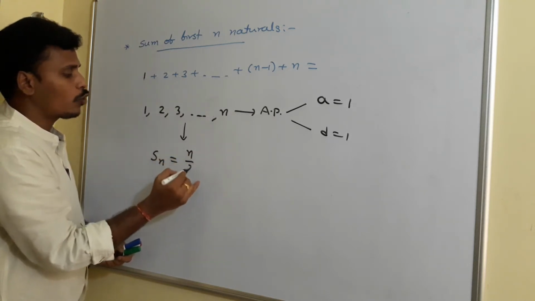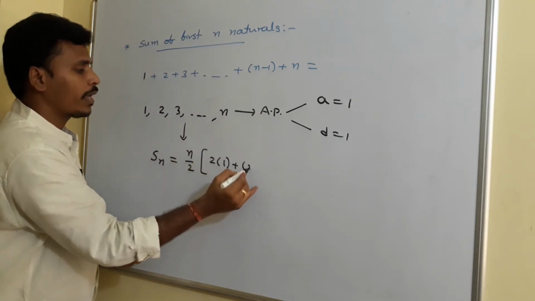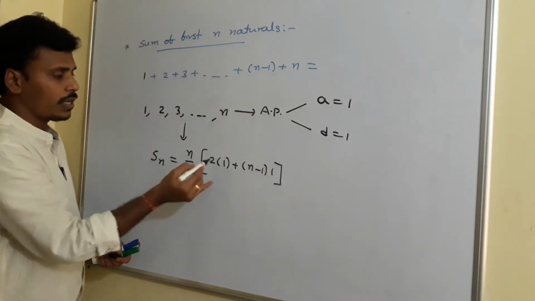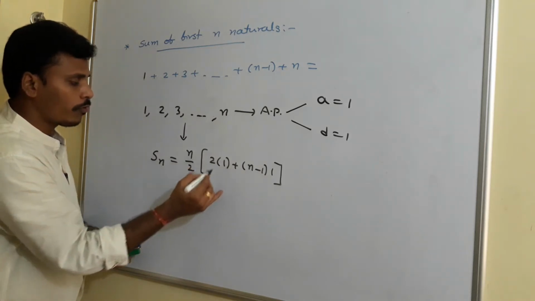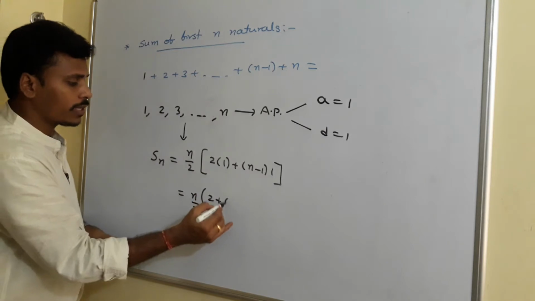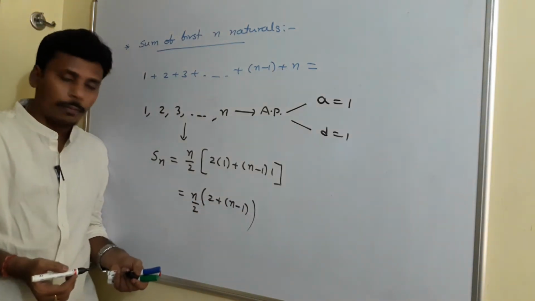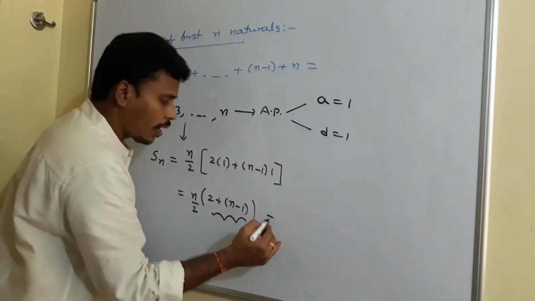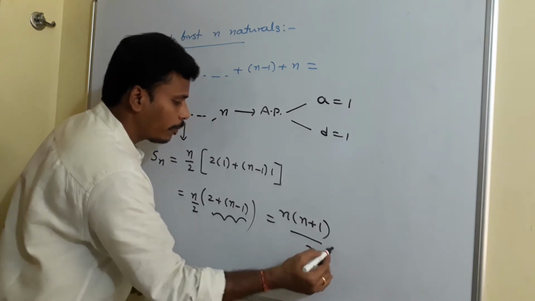Nothing but n by 2 times 2a. So n by 2 times of 2 times 1 plus n minus 1 times of d, where d is again 1. Now if you simplify, this 2 and that 2 will get cancelled. Then you are left with n by 2 times of 2 plus n minus 1. Is it right? Now under the bracket if you simplify, this is n plus 1 and your answer for this is n into n plus 1 divided by 2.